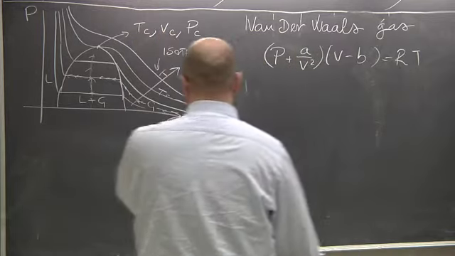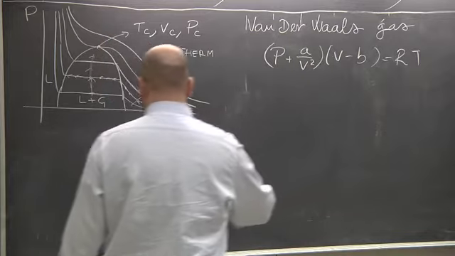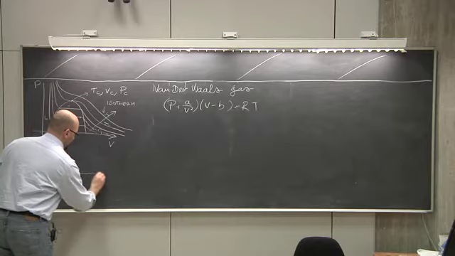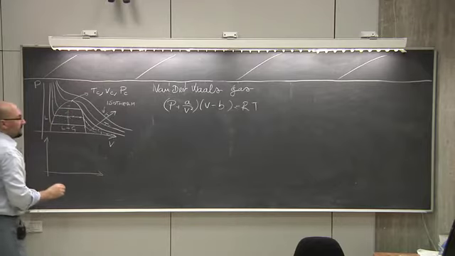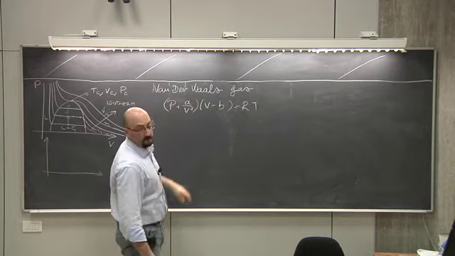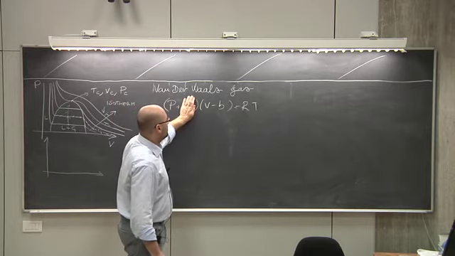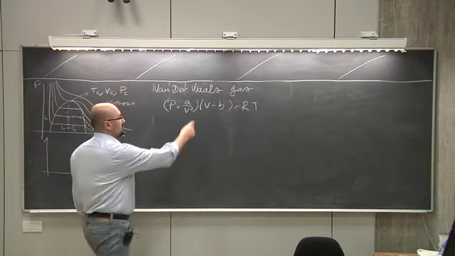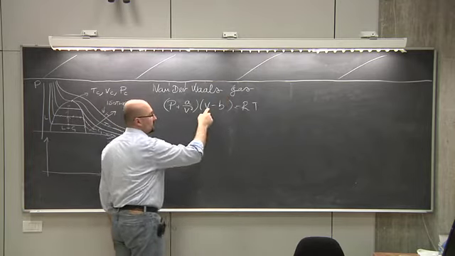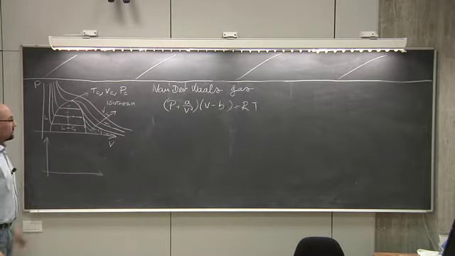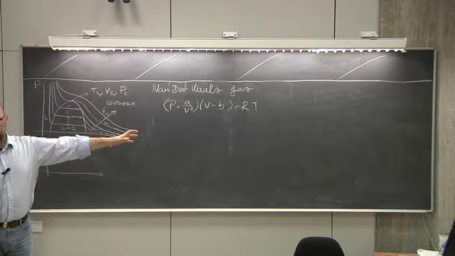So if you plot the isotherms of van der Waals gases, they look like this. First of all, at very large volume, you can neglect this term, and you can neglect this, right? Because this goes to 0, and this, with respect to V, goes to 0. So you recover the ideal gas.